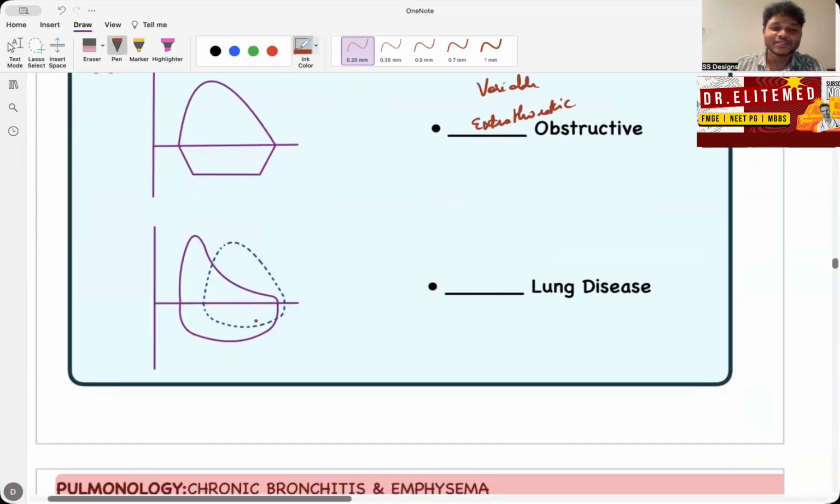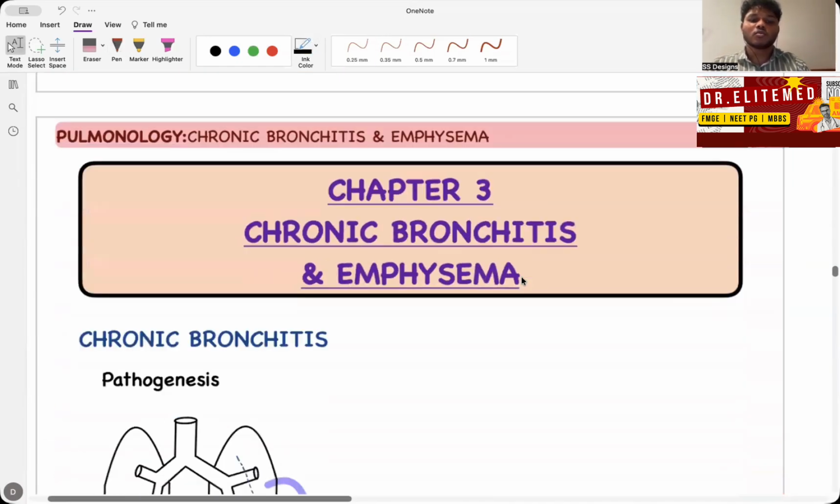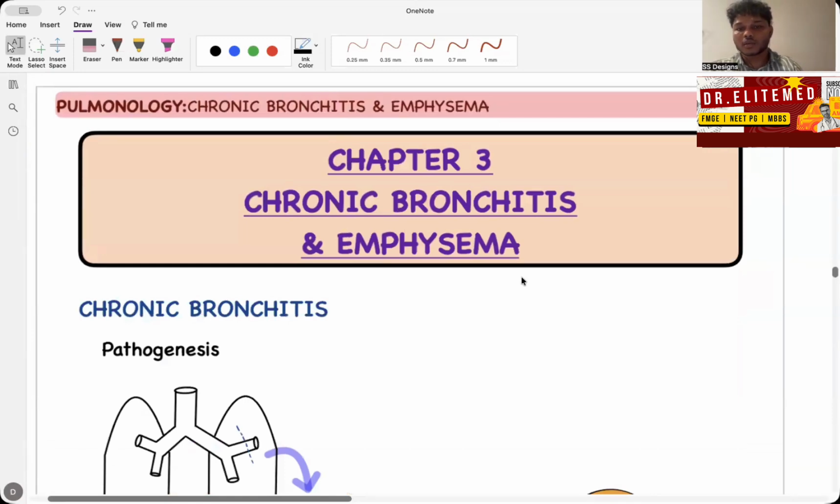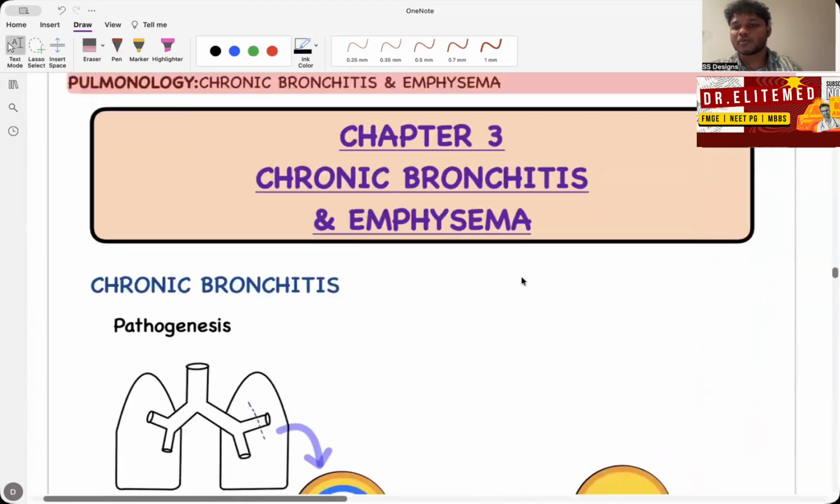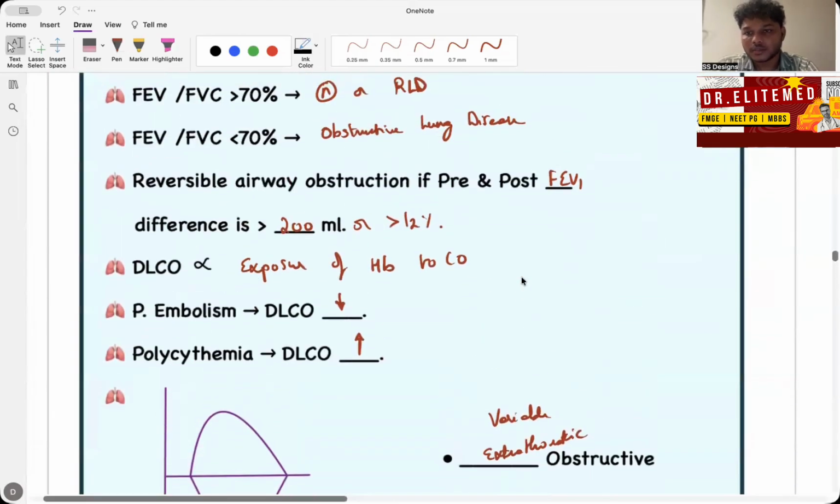So what about this one? This is obstructive lung disease. Yeah, so there is a coving type, right? Obstructive lung disease. Okay. So tomorrow we'll start chronic bronchitis and emphysema in detail. We'll see what is happening, what is the pathology and everything.